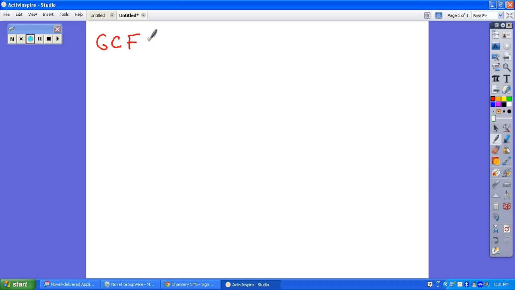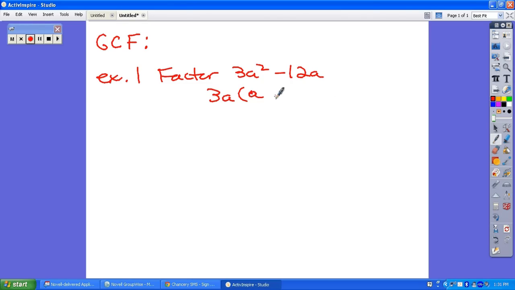So when we're factoring out a greatest common factor, what we want to look at is what do they have in common. So for example 1, we are going to factor 3a squared minus 12a. All right. Now, traditionally, most of you can just look and tell what we're factoring out. Your answer is going to be 3a, and then that's going to be a minus 4. All right, and so that's factored.